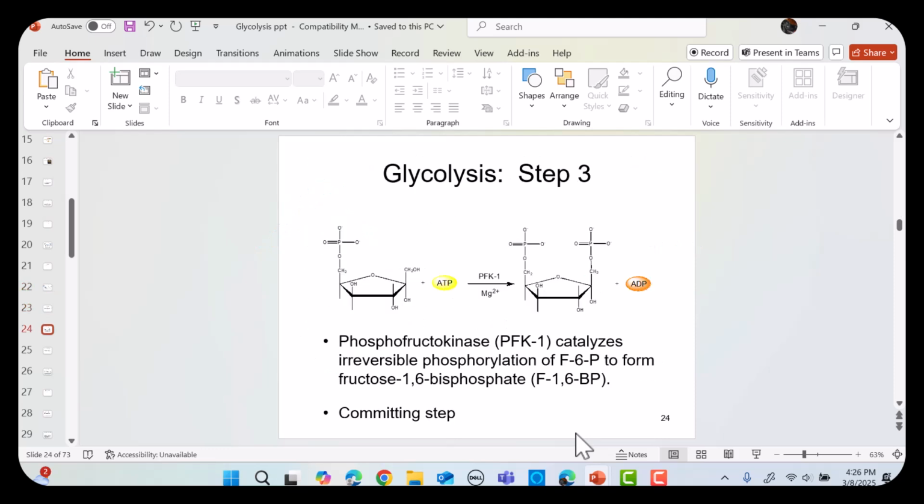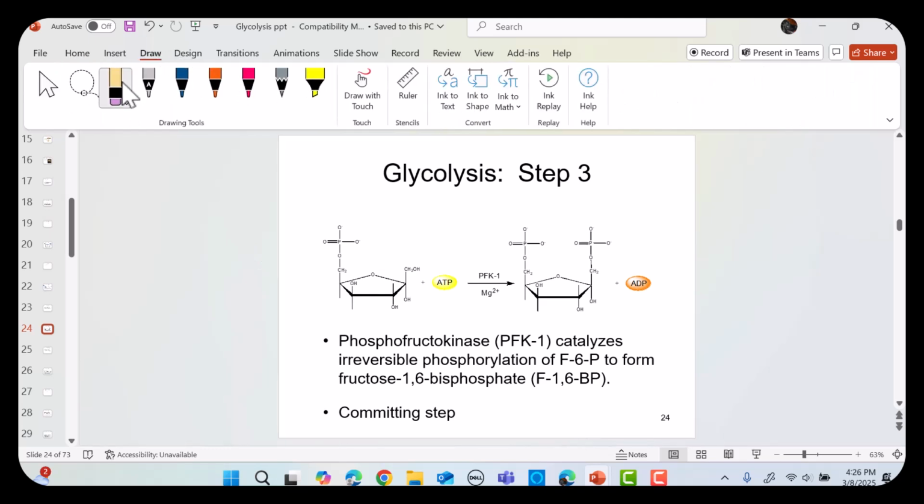Okay, next up is going to be really kind of the same as the first step. So I have my glucose 6-phosphate. Or I'm sorry, I have my fructose 6-phosphate. Okay, got my fructose 6-phosphate.